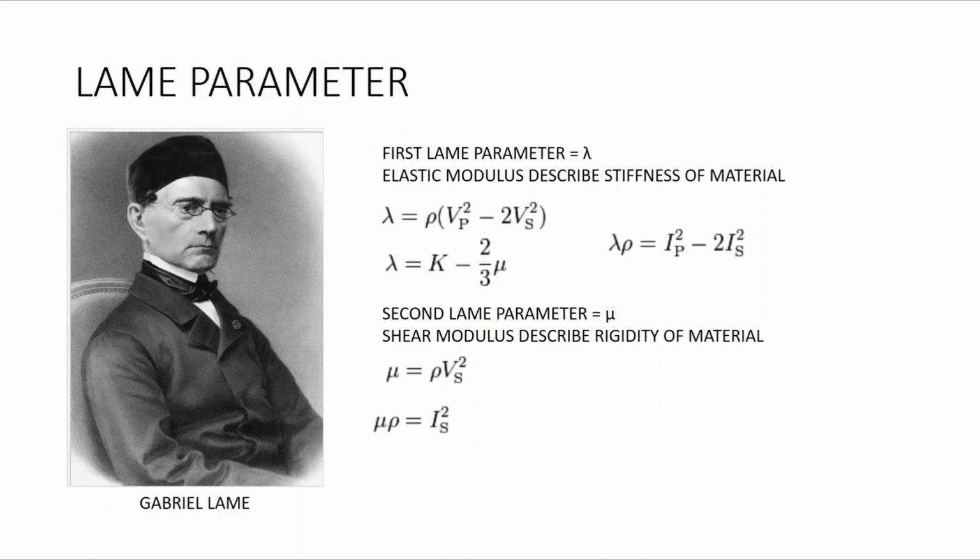The second Lamé parameter is described by mu, or some textbooks use G as the symbol of the second Lamé parameter. Mu is a shear modulus that describes the rigidity of the material. And here is the formula that describes the relation between mu, density, velocity, and also impedance.